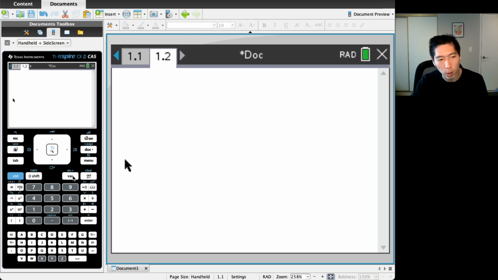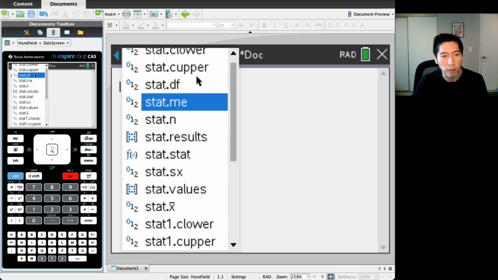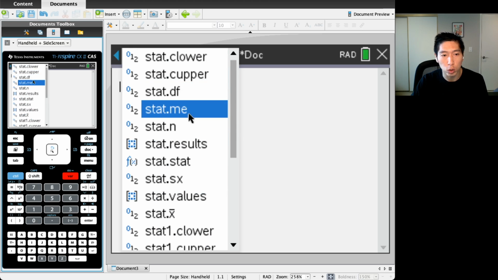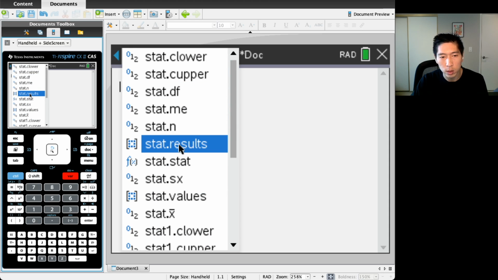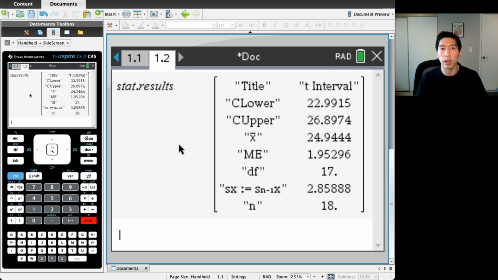If you click this button var right here, you'll notice that it gives you all this stuff. This is all the calculations you just used. So if you click on this one, stat.results, and then you hit enter, it will repeat everything in a nice format where you can see all the information you want to look at.